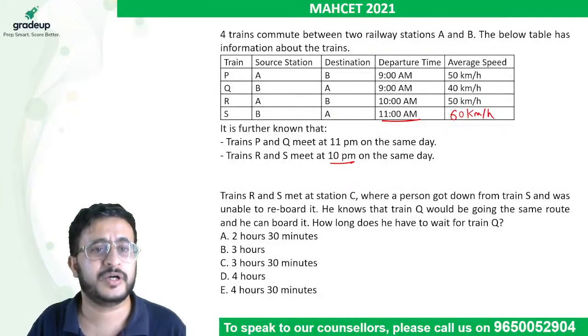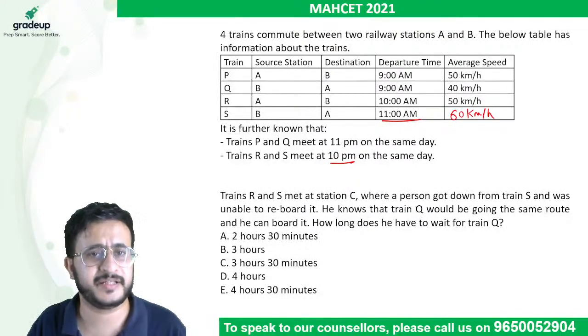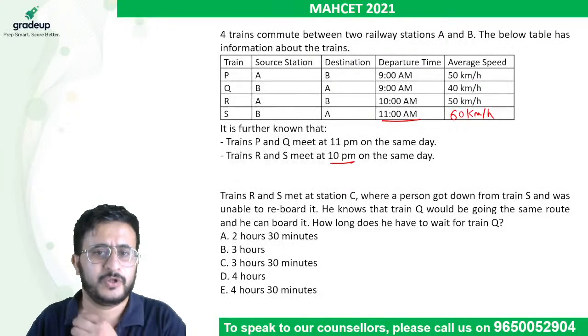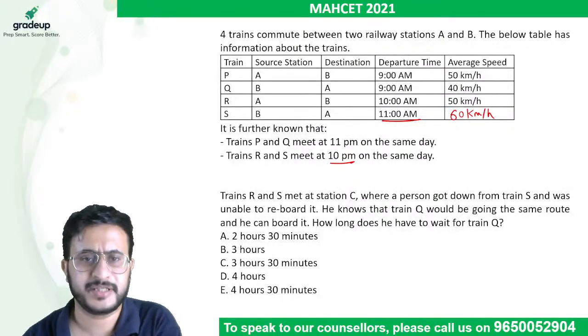provided you do a thorough analysis of why it is happening. What are the things that you are making mistakes with? What type of questions should you be attempting that you are not attempting in the paper, and all those things. All right, so let us attempt this question.